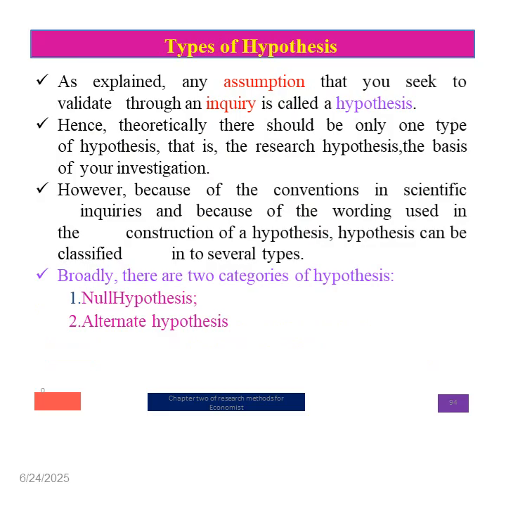Types of hypotheses. As explained, any assumption that you seek to validate through an inquiry is called a hypothesis. Hence, theoretically, there should be only one type of hypothesis, that is a research hypothesis, the base of your investigation. However, because of conventions in scientific inquiries and because of the wordings used in the construction of hypotheses, hypotheses can be classified into several types, but broadly there are two categories of hypotheses.